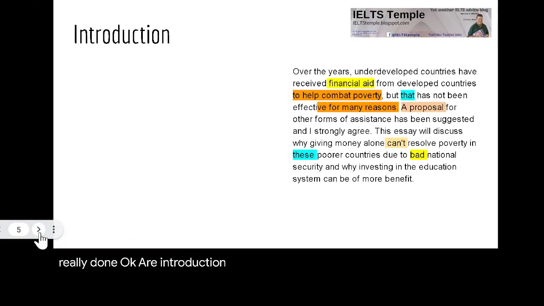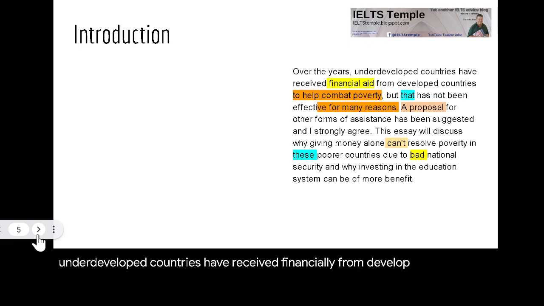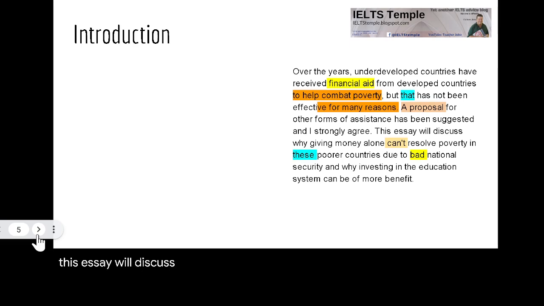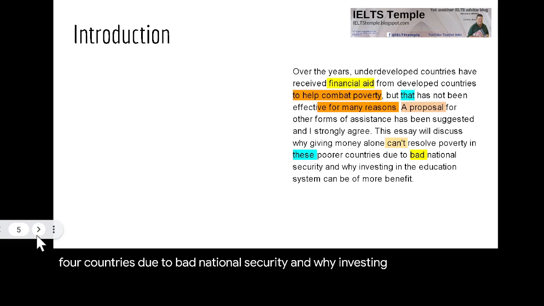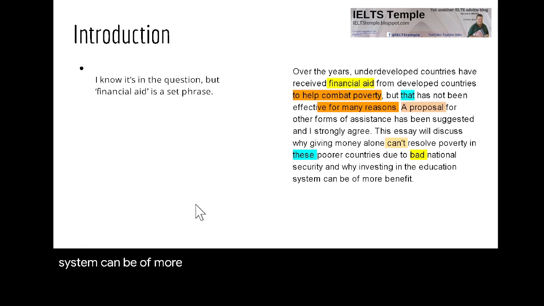Okay, our introduction. Should I read it? Okay. Over the years, underdeveloped countries have received financial aid from developed countries to help combat poverty, but that has not been effective for many reasons. A proposal for other forms of assistance has been suggested, and I strongly agree. This essay will discuss why giving money alone can't resolve poverty in these poorer countries due to bad national security, and why investing in the education system can be of more benefit. Oh, that's a mouthful there at the end.